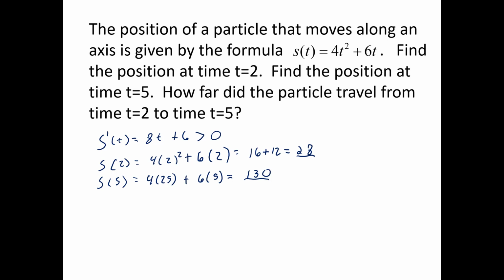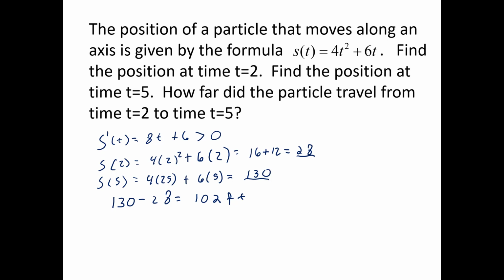How do we find the distance that we traveled from time t equals 2 to time t equals 5? Well, that whole time we were going in one direction. That's important. And so then the distance is 130 minus 28, which is 102. This is probably in feet. But that is the distance.